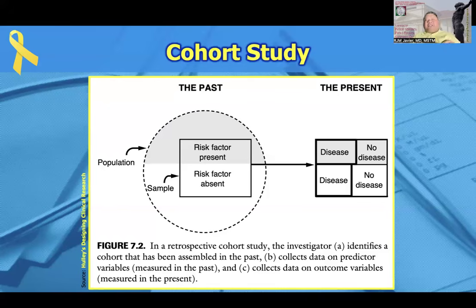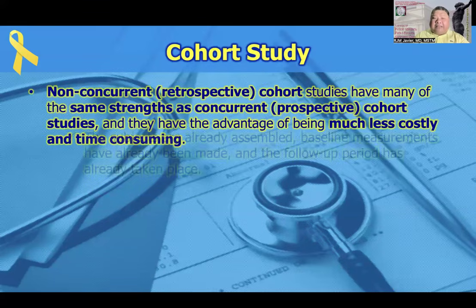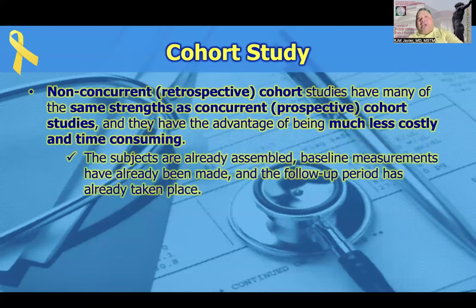But be mindful that just like your concurrent cohort, it only has a single population, and your study subjects must be comparable in all profile and all social demographic characteristics, except for the presence or absence of the exposure variable or the risk factor. Your non-concurrent cohort will definitely possess the same strengths as your concurrent cohort, and often it is less time consuming and less costly in terms of study implementation.